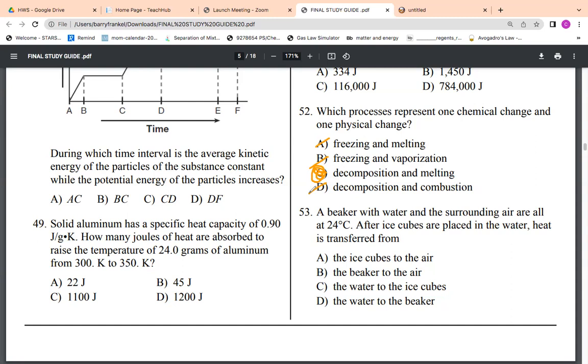All right, 53. A beaker with water and the surrounding air are all at 24 degrees Celsius. After ice cubes are placed in the water, heat is transferred from where to where?